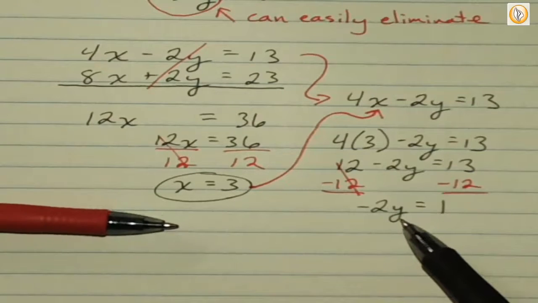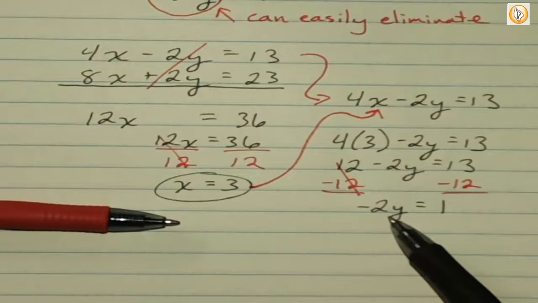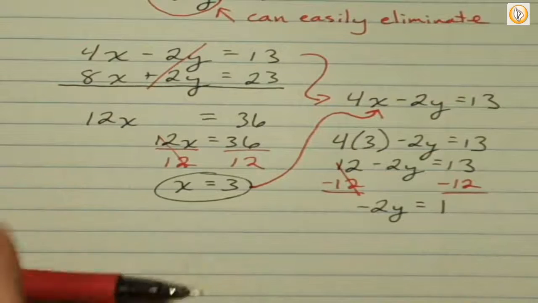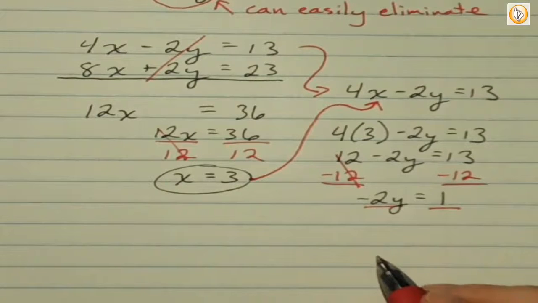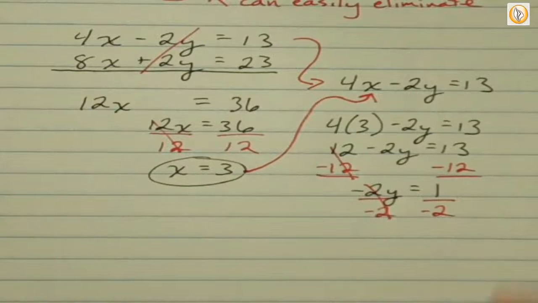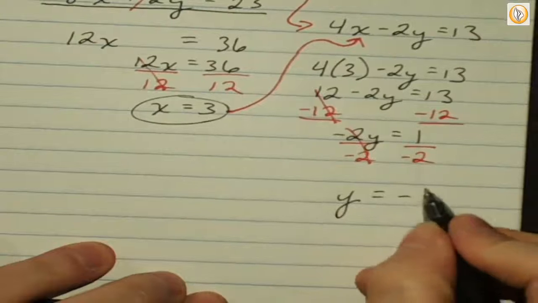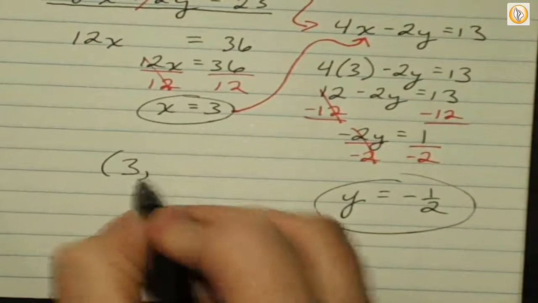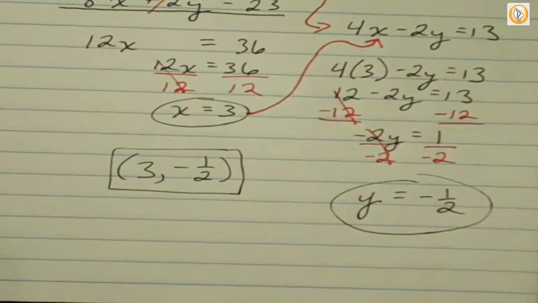So now I'm asking, how do we solve for just y at this point? Intruder alert thing. Yes, intruder alert thing. I'm dividing both sides by what? -2. There you go. Okay, so my y is -1/2, right? So there we go. We have our answer. 3 and -1/2. That's your answer.